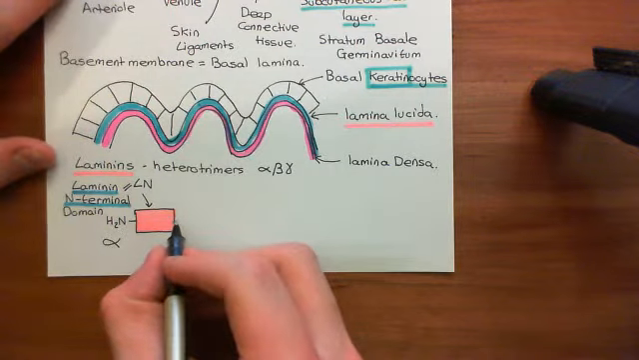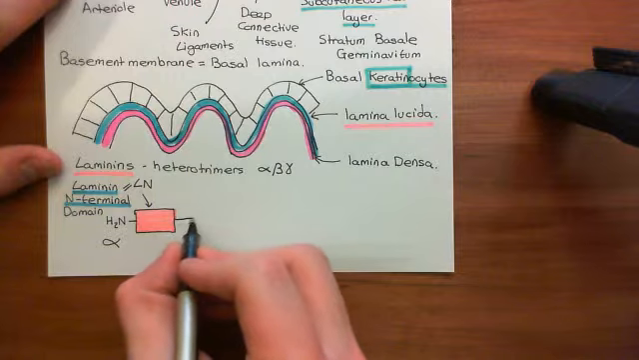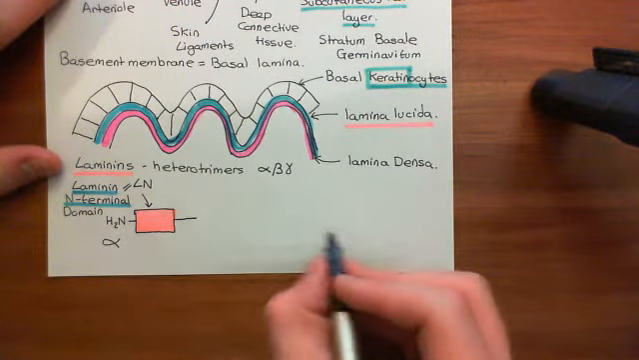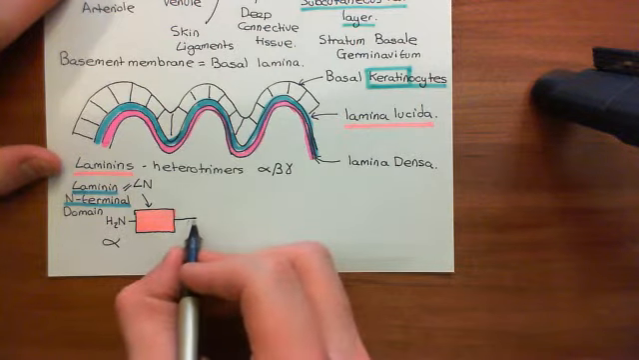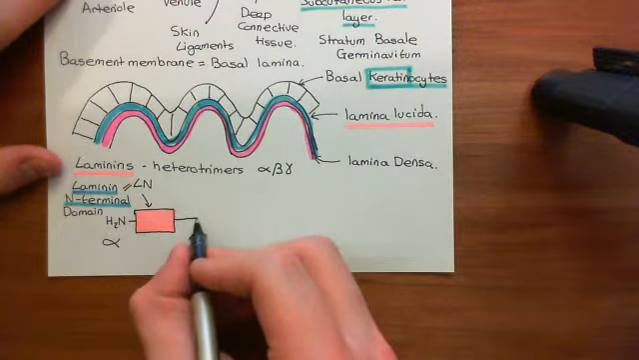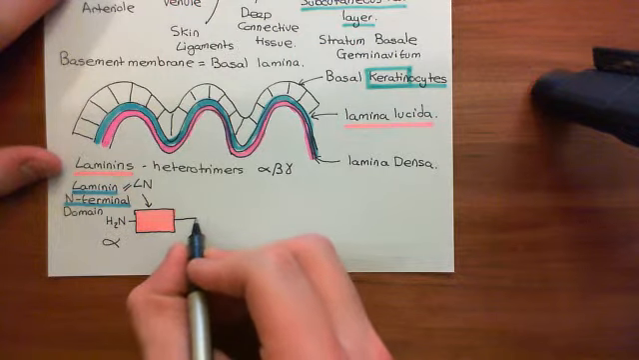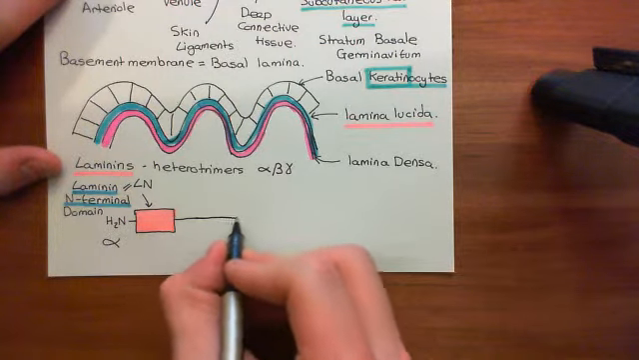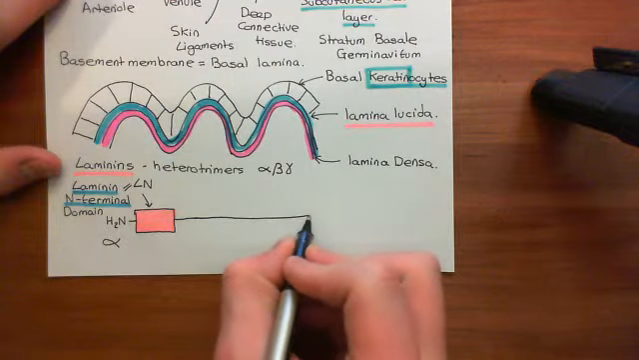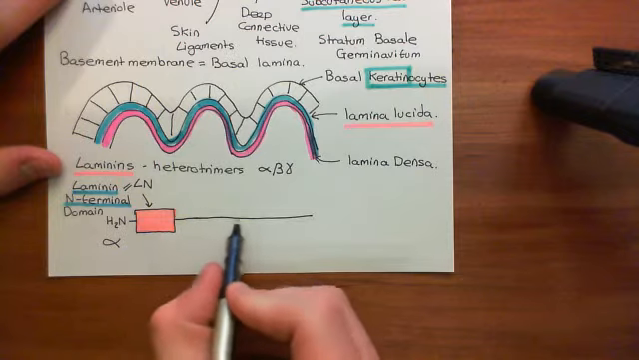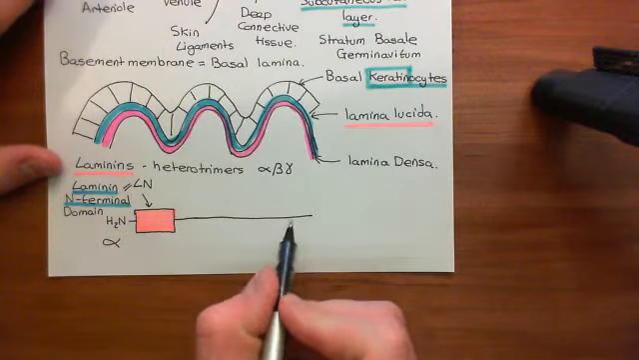After the LN domain, what you then have is a very long alpha helical portion. I'm not actually going to draw this as an alpha helix. I'm just going to draw it as a straight line, and you'll see why I do this in a moment, because it will make it much easier to show the heterotrimer. But this region is actually an alpha helix.